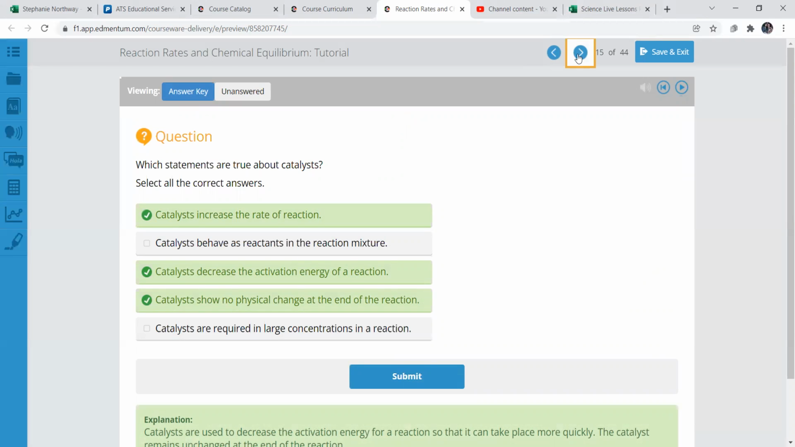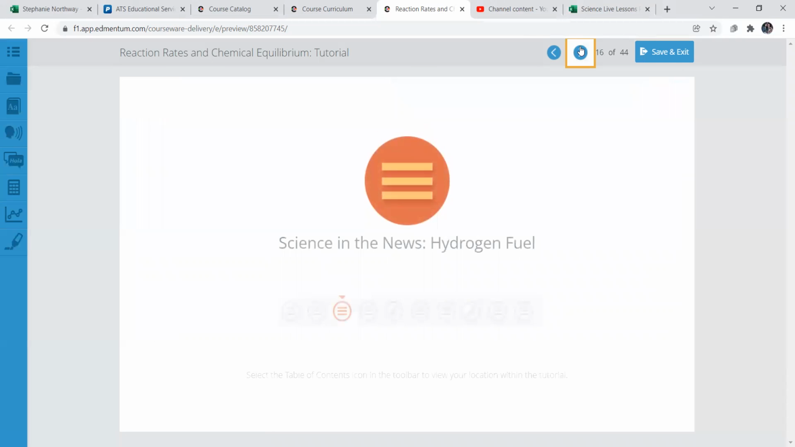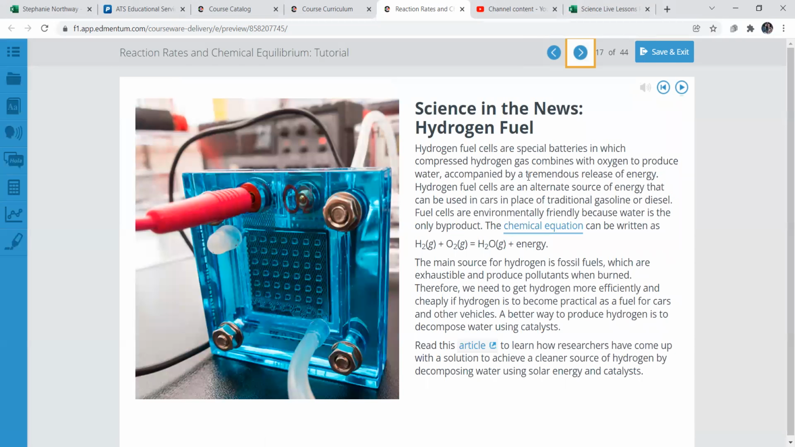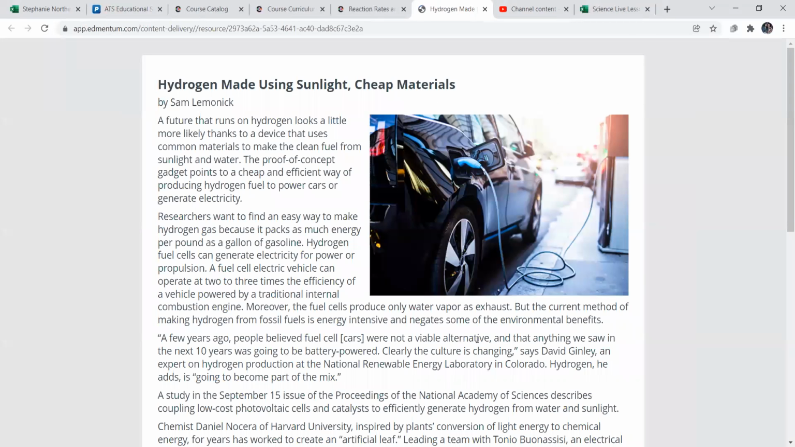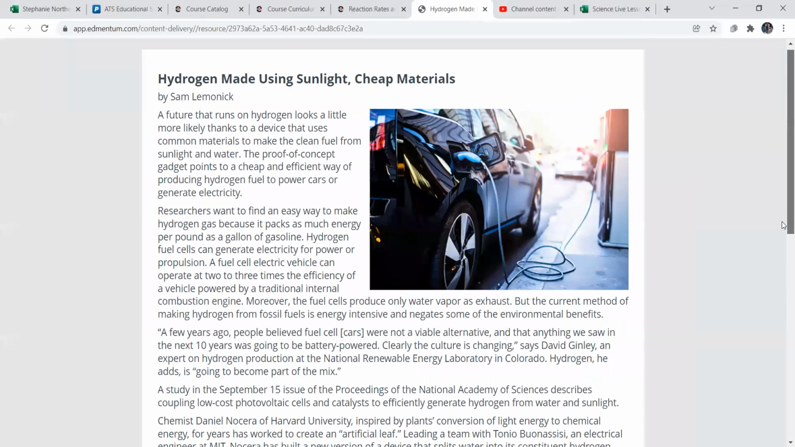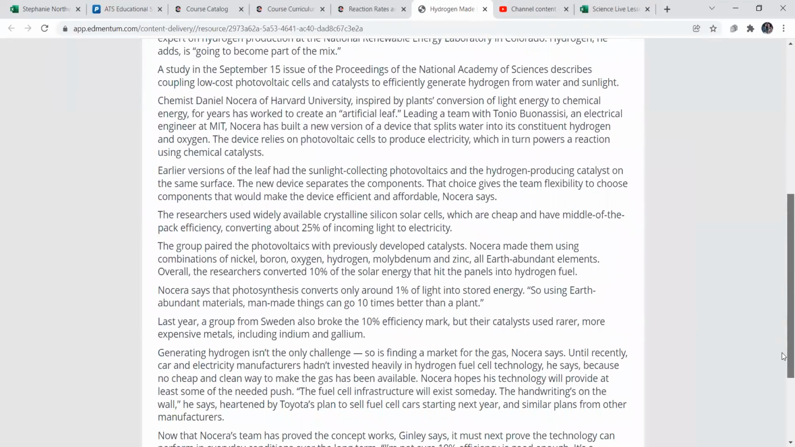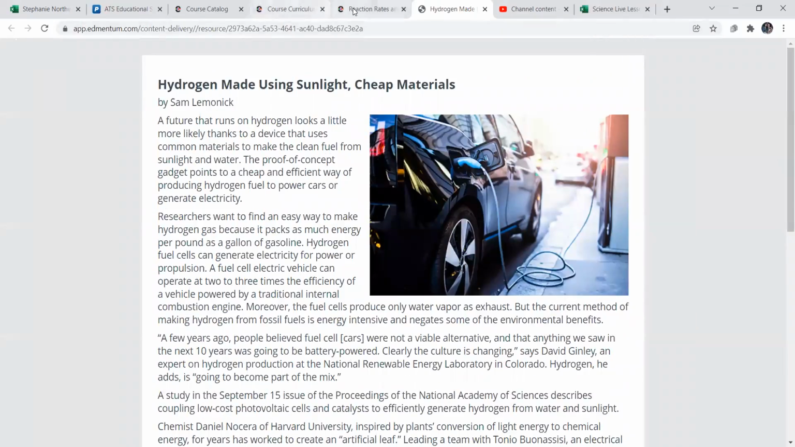Okay, statements that are true about catalysts. Catalysts increase the rate of reaction. Catalysts decrease the activation energy of a reaction. Catalysts show no physical change at the end of the reaction. Okay, chemical equation, again, a symbolic representation of a chemical reaction. Hydrogen fuel. This article will just describe hydrogen fuel, what it does. It's a different alternative for fuel here.